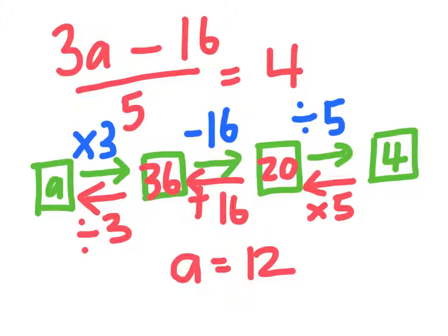We go up to our original equation. So if a equals 12, we have 3 multiplied by 12, which is 36, minus 16, which is 20, divided by 5, which equals 4. So again, we know our answer is correct.